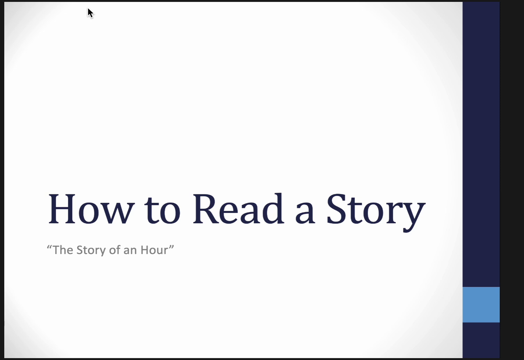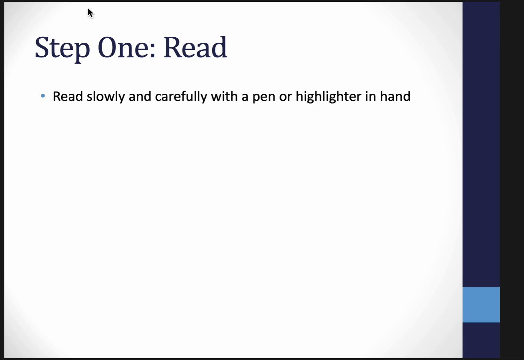These strategies, though, can be applied to poetry or drama. So let's get started. Step one of reading any literary text is simply to read the text. You want to read slowly and carefully, either with a pen or highlighter in hand. If you're reading an electronic text, usually those applications have ways to mark up the text or highlight so that you can make notes. If that application doesn't, make sure that you're taking notes on another piece of paper.